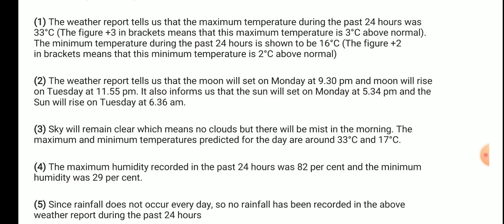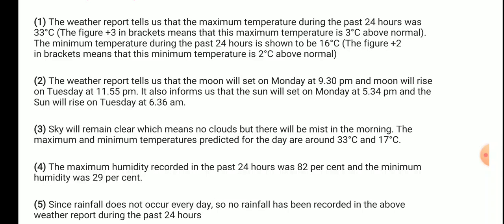Second point, the weather report tells us that the moon will set on Monday at 9:30 p.m. and will rise on Tuesday at 11:55 p.m. It also informs us that the sun will set on Monday at 5:34 p.m. in the evening and the sun will rise on Tuesday at 6:36 a.m. in the morning. Third point, sky will remain clear, which means no cloud, but there will be mist in the morning. The maximum and minimum temperatures predicted for the day are around 33 degrees Celsius and 17 degrees Celsius.